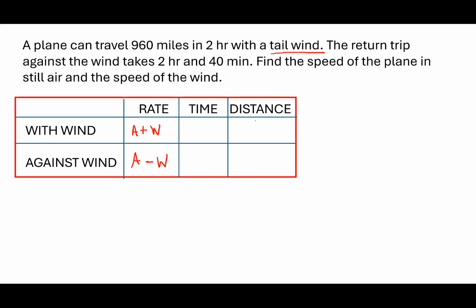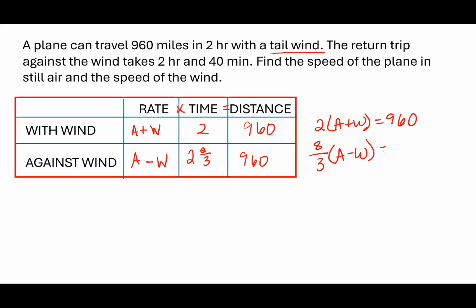So it says the plane can go 960 miles in 2 hours when it's flying with a tailwind, or with the wind, and it can fly that same trip in 2 hours and 40 minutes, so 2 2/3 hours, when it's going against the wind, same distance there. So you've got two equations because rate times time equals distance. So you've got 2 times (A plus W) is equal to 960, and you have 2 2/3, which is 8/3, times (A minus W) equals 960.